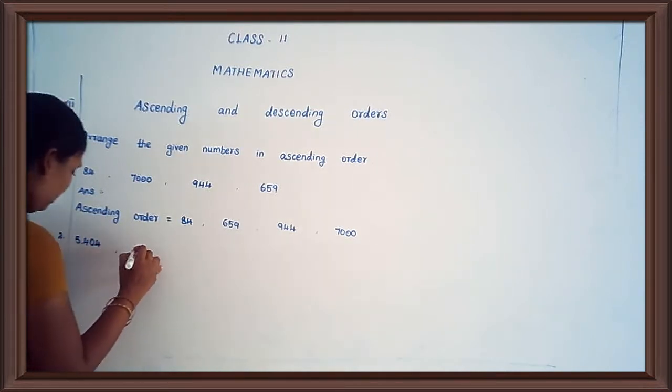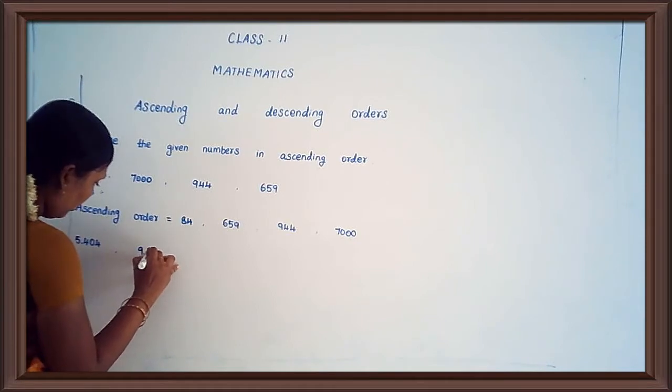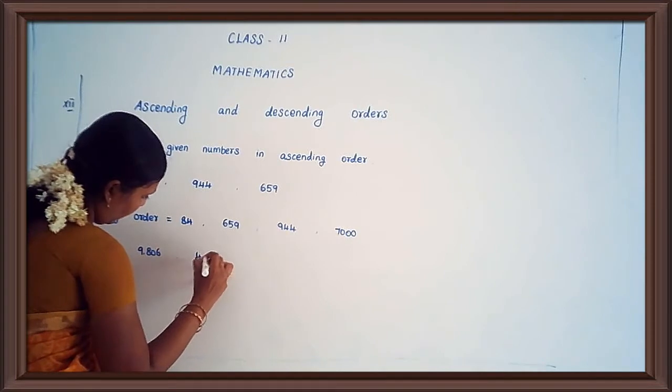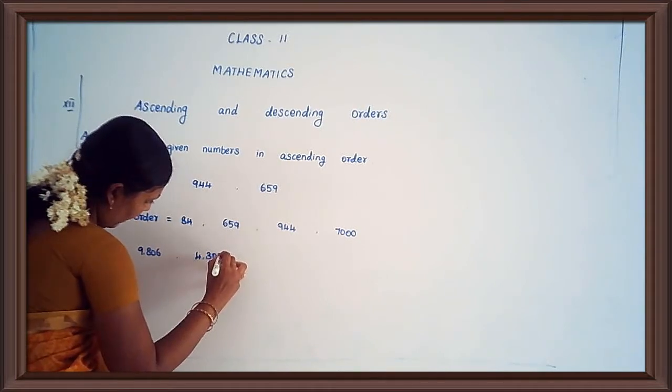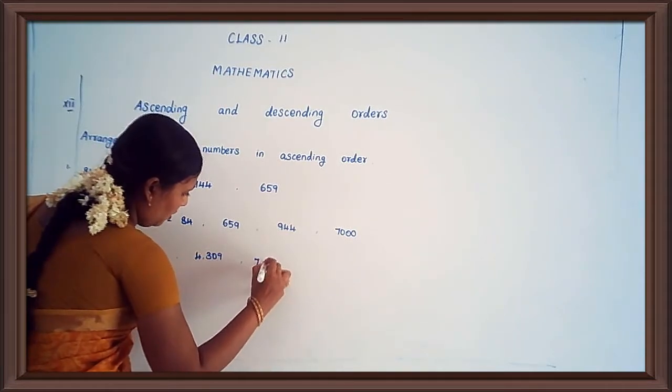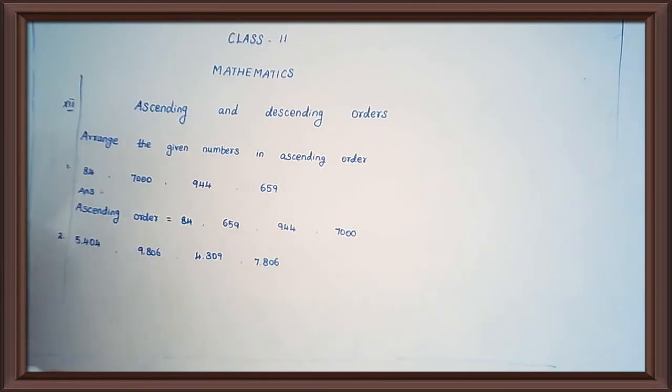5,404. 9,806. 4,309. Then 7,806. Okay. 5,404. 9,806. Then 4,309. And last one 7,806.